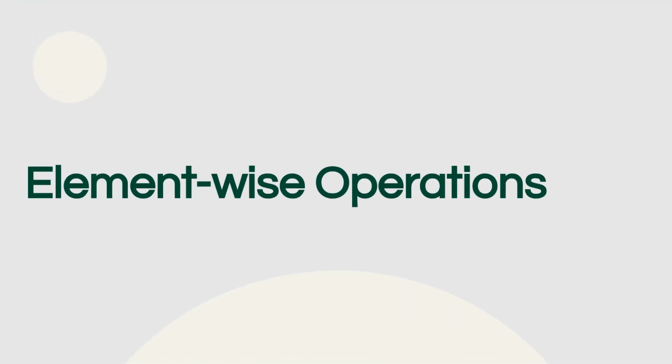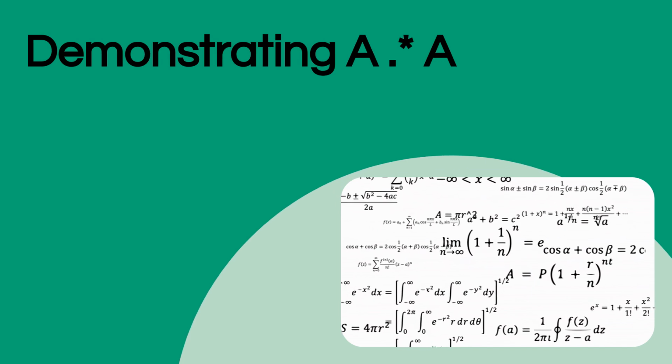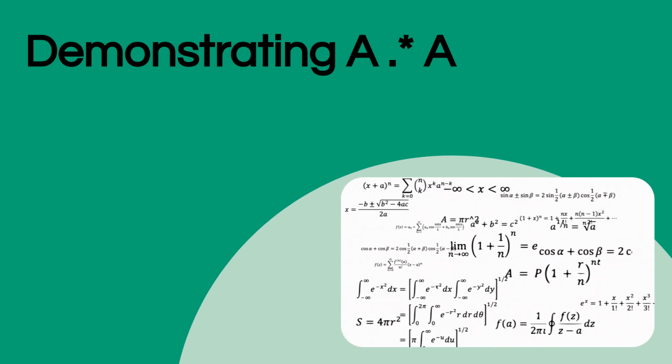Sometimes you need to perform an operation on each corresponding element of two matrices, which is where element-wise operations come in. The key to element-wise operations is the period, or dot, placed before the operator, such as dot times. For example, A dot times A will multiply each element of A by itself, squaring every element individually.